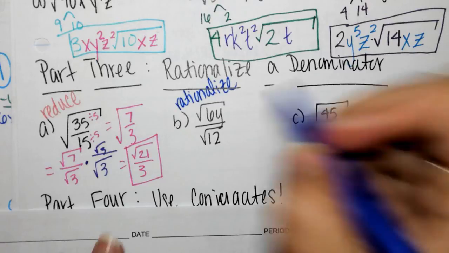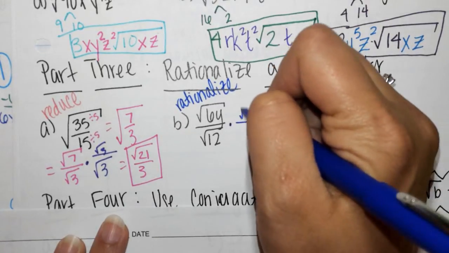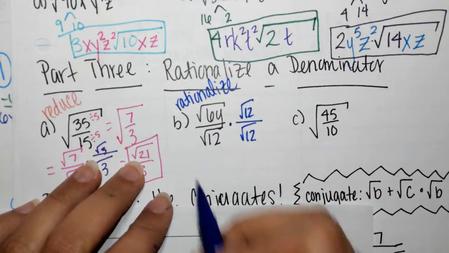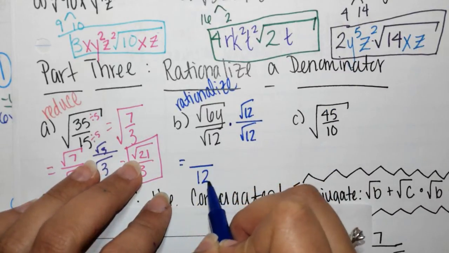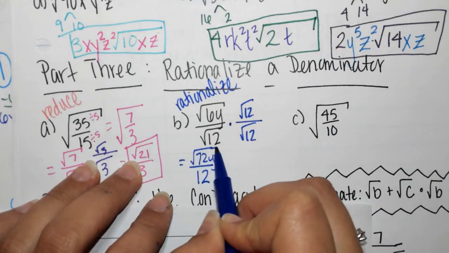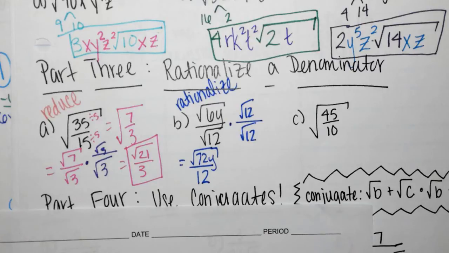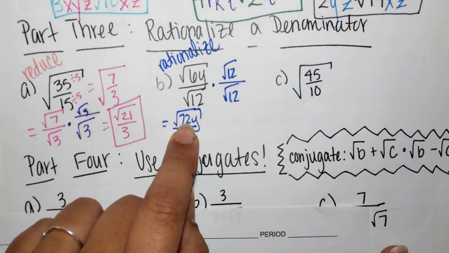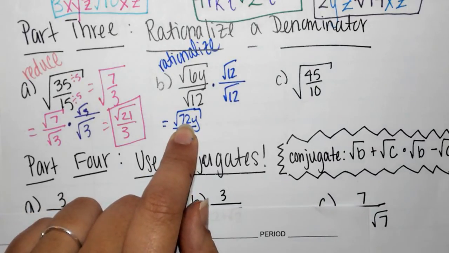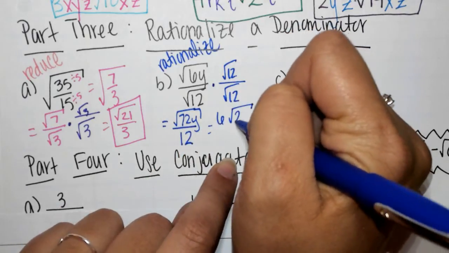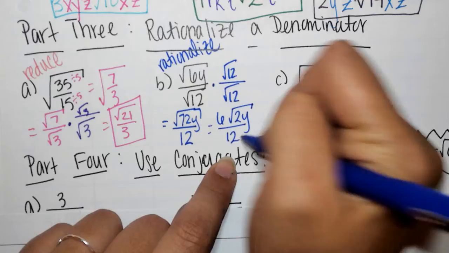The first thing you do is you multiply the top and the bottom by the square root of 12. It would be 12, and it would be 12 in the denominator. What's 6 times 12? 72. Now, is there a perfect square that goes into 72? Yes, so you have to simplify. What's the biggest perfect square that goes into 72? 36. And what's the square root of 36? 6. So we end up with 6, and what's on the inside? 2y divided by 12.